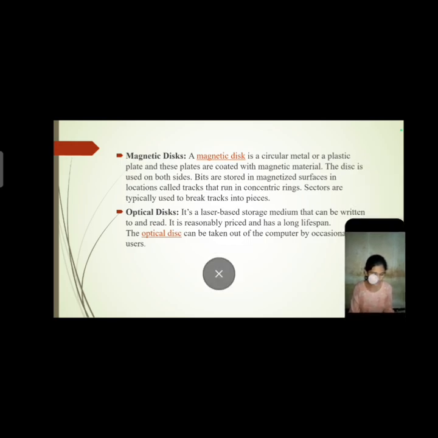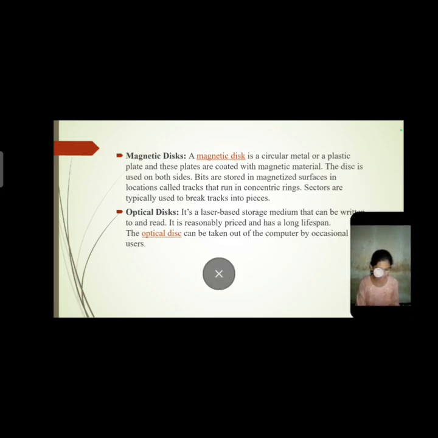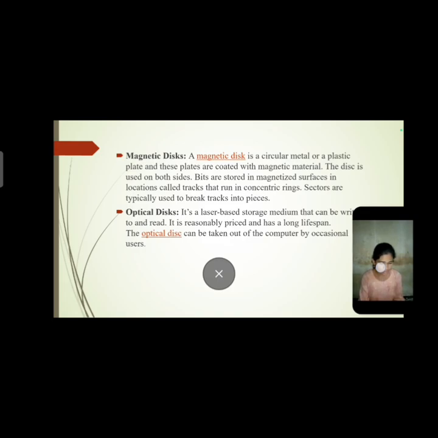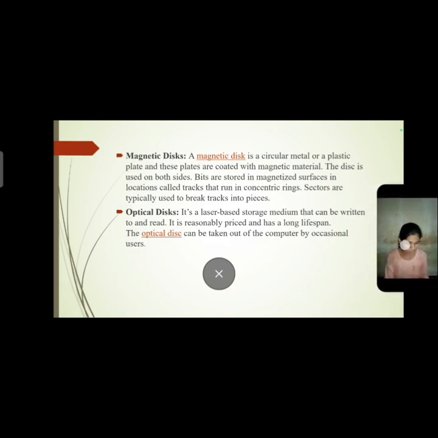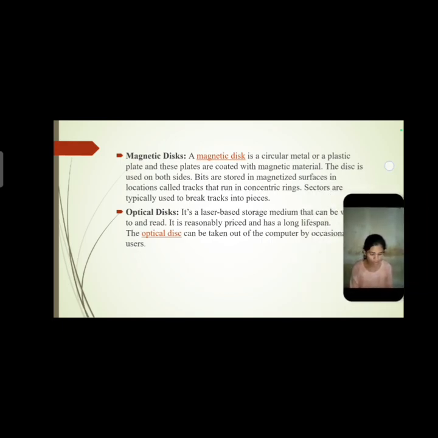Magnetic disc. A magnetic disc is a circular metal or plastic plate, and these plates are coated with a magnetic material. The disc is used on both sides. Bits are stored on the magnetized surface in locations called tracks that run in concentric rings. Sectors are typically used to break tracks into pieces. Optical disc is a laser-based storage medium that can be written to and read. It is reasonably priced and has a long lifespan.